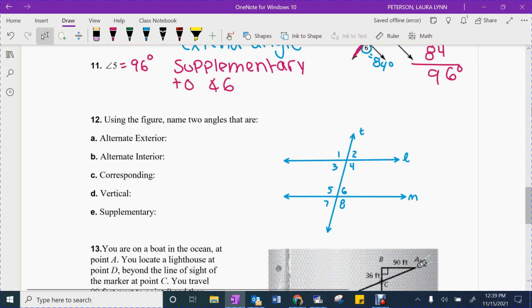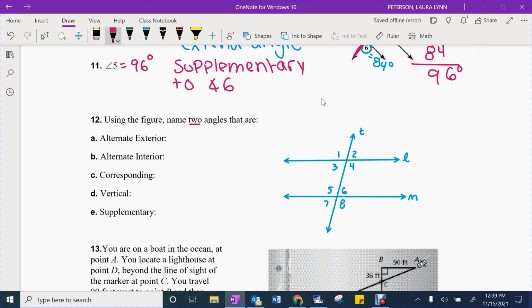Okay, now, this says, question 12, using the figure, name 2 angles that are one of each of these vocabulary words. Now, there are so many different answers. So, you might want to write something different than I do, and that's okay. So, I will list out all potential answers.